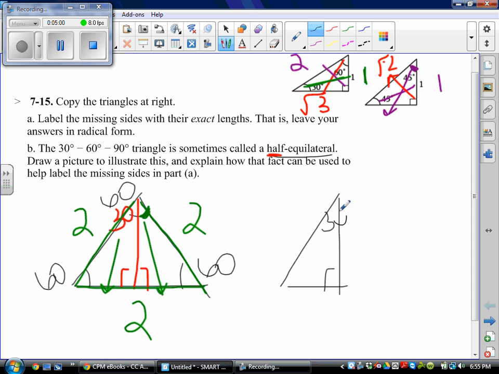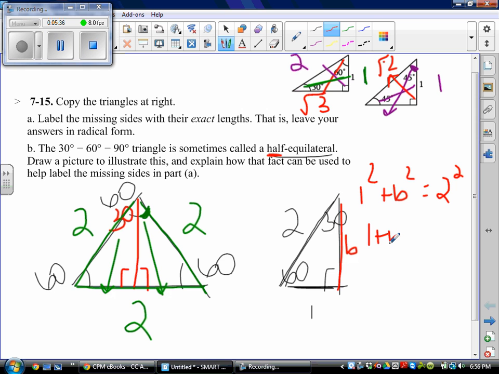We knew this was 30. We know this is 60. And we said half this down here, and the problem was given to us that it's a 1. From using our equilateral triangle, we know the hypotenuse side was a 2. Now what we don't know is what the height of the triangle is, right here. But we can do this again with the Pythagorean theorem. I have 1 squared plus my side b squared equals a hypotenuse squared. So 1 plus b squared equals 4.